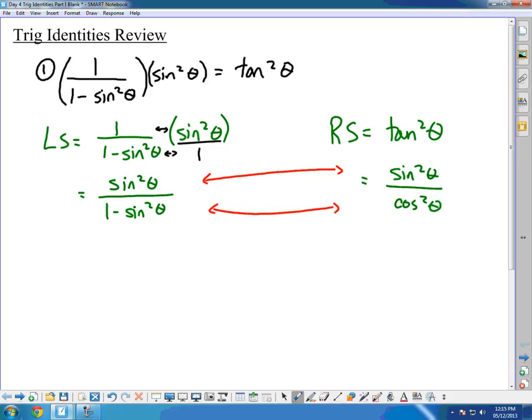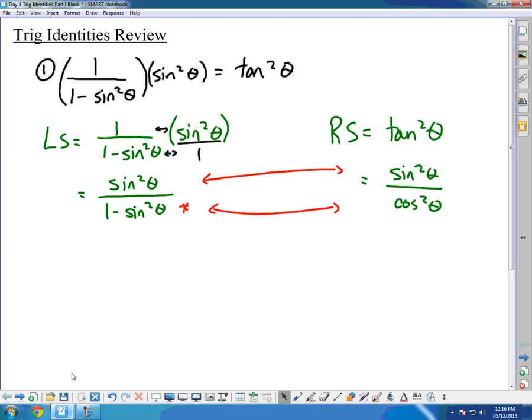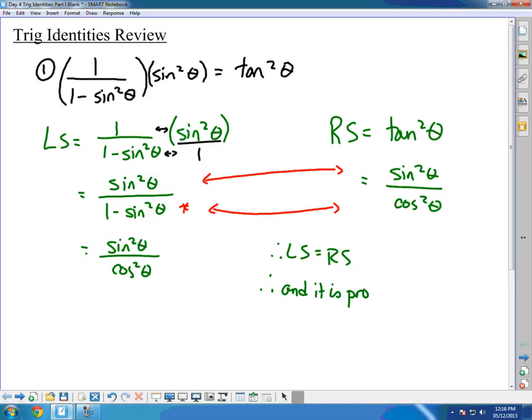Can I somehow make the bottoms the same? Well, that's when I recognize that 1 minus sine squared theta sounds familiar. Where's that from? It's right here. Remember, sine squared plus cos squared equals 1? So here, 1 minus sine squared is equal to cos squared. So this bottom, top stays the same, sine squared theta. The bottom is cos squared theta. And look what I got. The left side equals the right side. So therefore, left side equals right side, and it is proven.